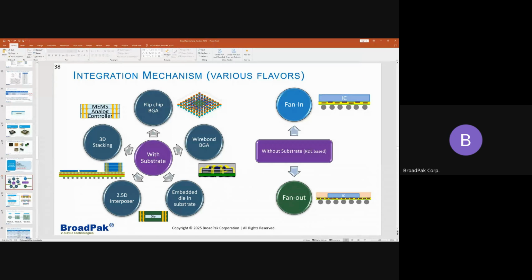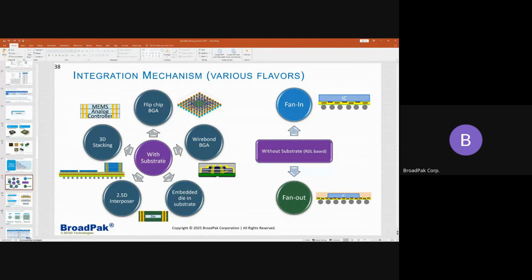If we use the substrate to do the integration, again, it could be a flip chip BGA, like we talked about. You've got a die and the substrate. Could be an old-fashioned wire bond. It could be a die embedded in the substrate, or 2.5D with an interposer between the organic substrate and the device, or it could be 3D stacking. All of these types of integration require the substrate.